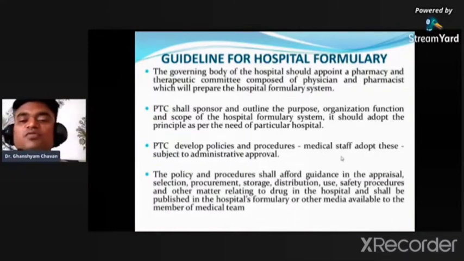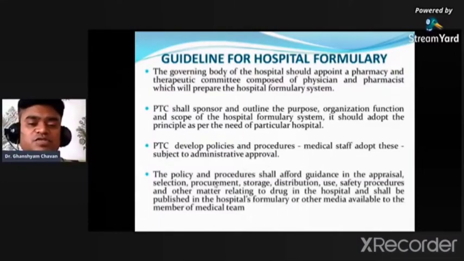So it needs to be followed by the medical staff, meaning physicians, doctors, or nursing staff, or ward boys, or pharmacists, or the pathology department. So they need to follow these policies.